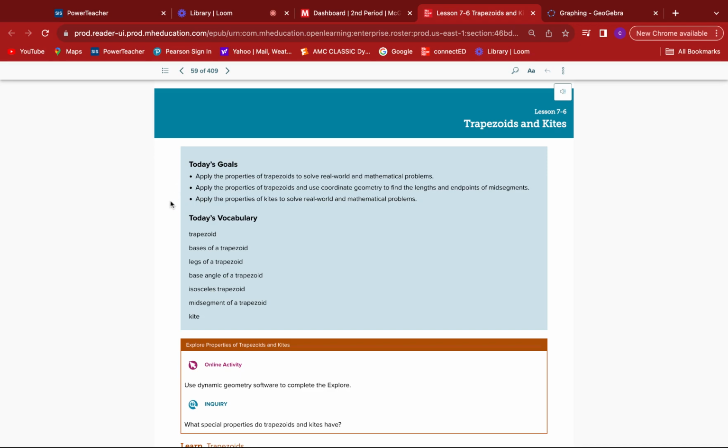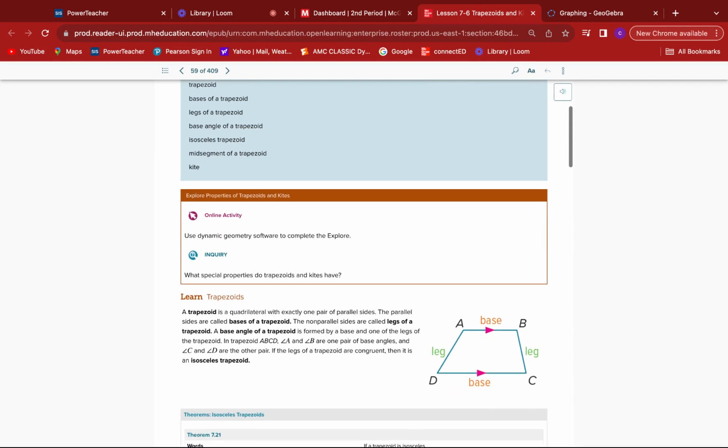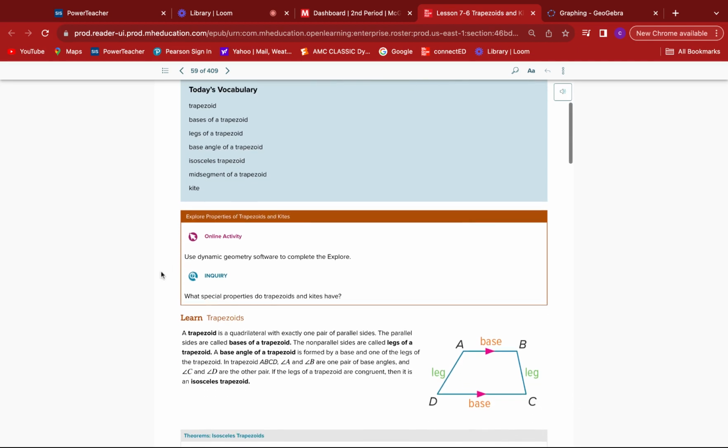All right, so let's get into this. I'm on page 445 in your consumable workbook. Looks like we got quite a few definitions to go through: trapezoid, bases of a trapezoid, legs of a trapezoid, all that good stuff.